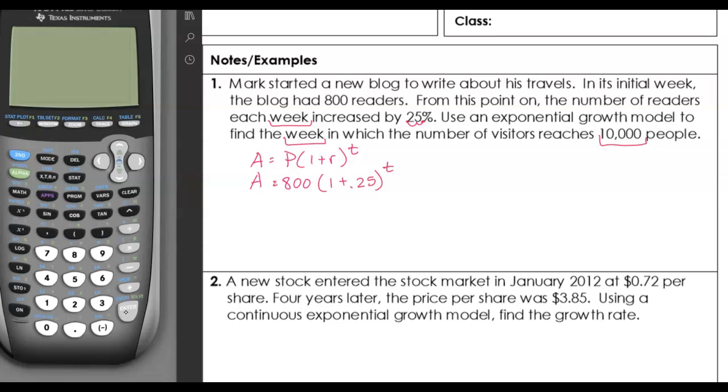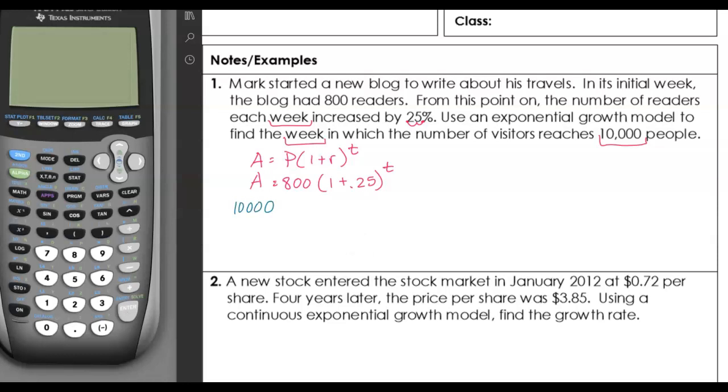Yes. 10,000 is the total amount. It wants to know how long it takes to reach a total amount of 10,000. We're actually having to solve for t in this problem. We're not plugging in for time. Instead, we're solving for time and plugging in for the total amount. So instead of A, I'm going to write 10,000.